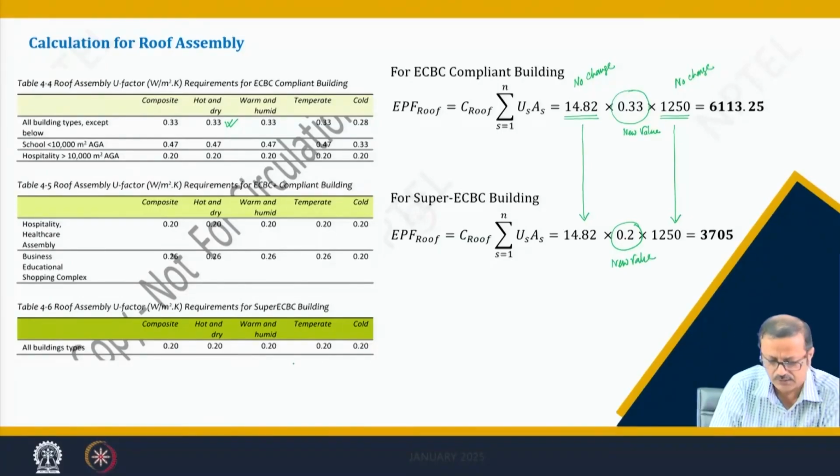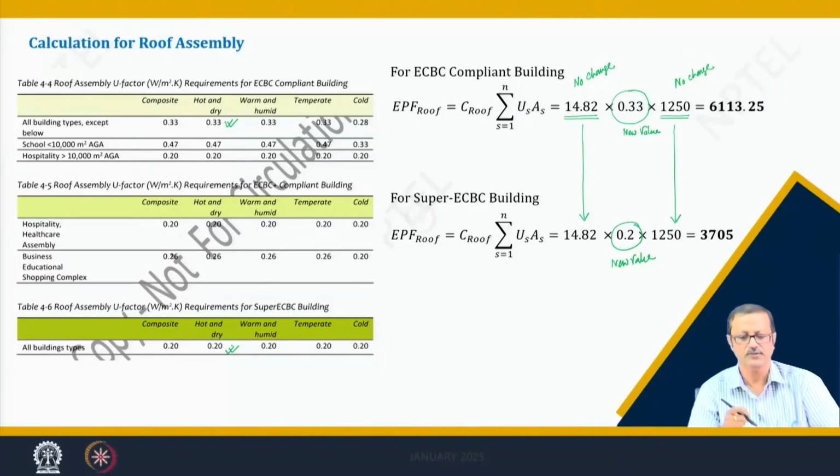What is the new value? This is 0.2. So, in case I want to find out the ECBC plus, I have taken 0.26, so I have another row, another number. If I want to achieve the ECBC building, my EPF roof should be around 6100 something, and if you want to achieve super ECBC it should be 3700 and something.